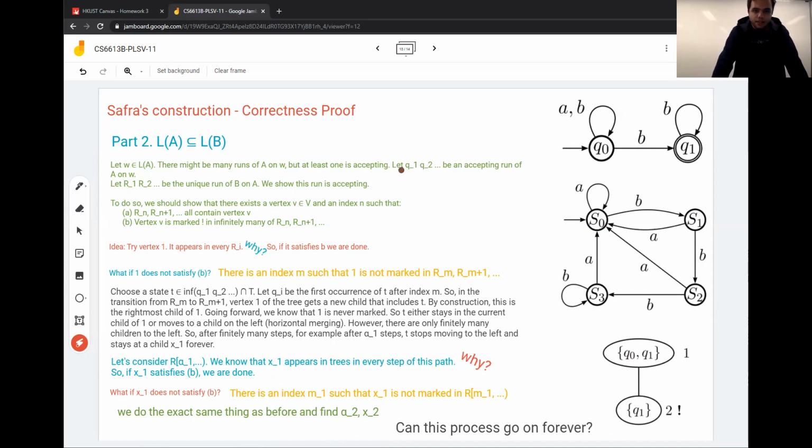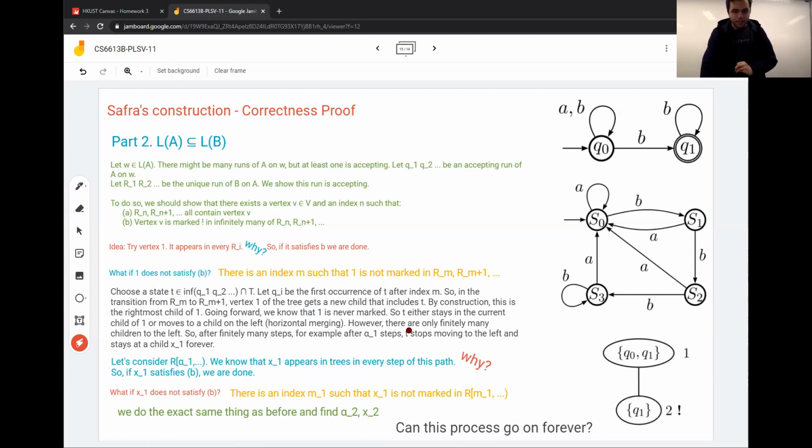But then this run was an accepting run in the original automaton. So it means that there was some accepting state T that appeared both in the set of accepting states and also in this run infinitely many times. So let's take one of these states. Let's take one of these T's. Well, this T appeared in the run infinitely many times, so it also appears after index M. So I take its first appearance after index M and call that Qi. So let Qi be the first appearance of my target vertex T after index M.